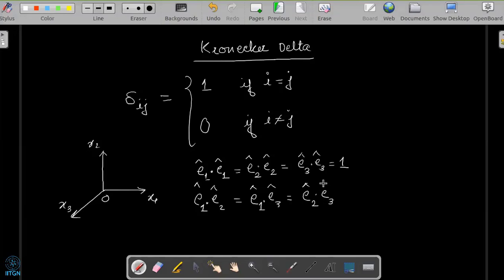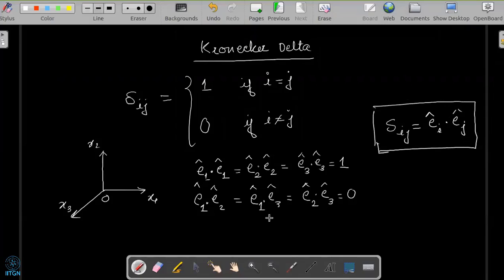So you see that the Kronecker delta can be written as delta ij is ei cap dot ej cap. When i is equal to j, either when i is equal to 1 and j is equal to 1, then it is e1 dot e1, which is equal to 1.